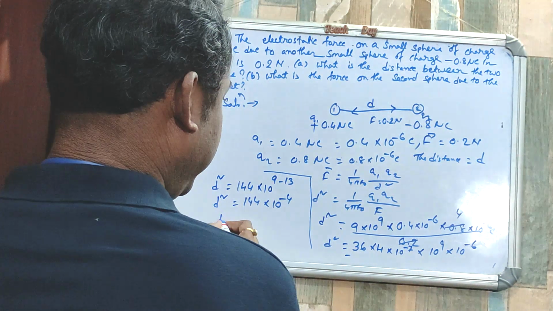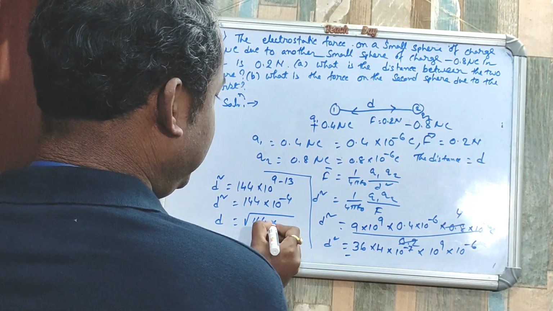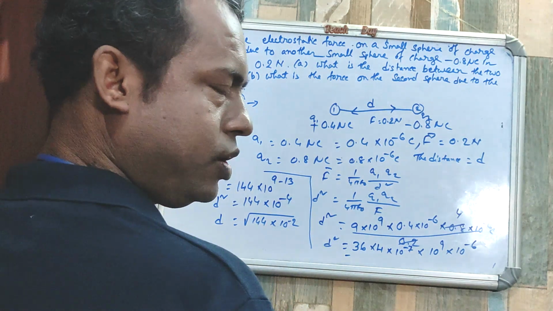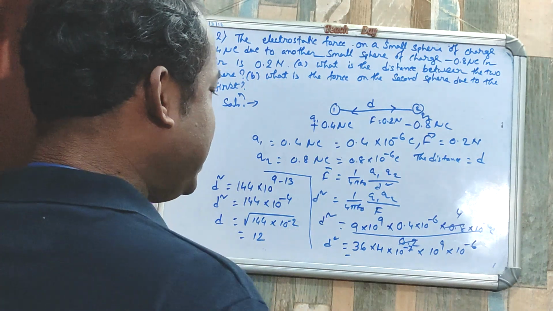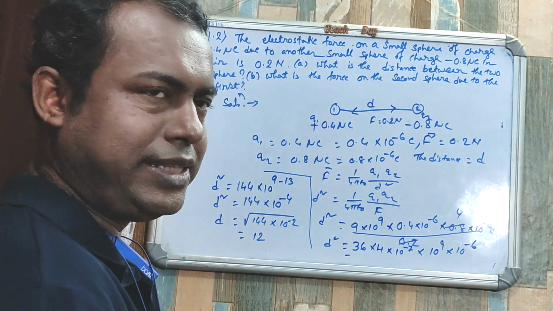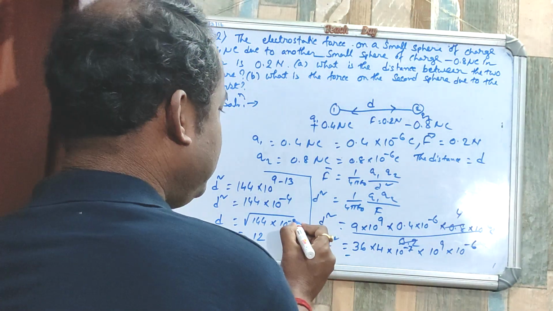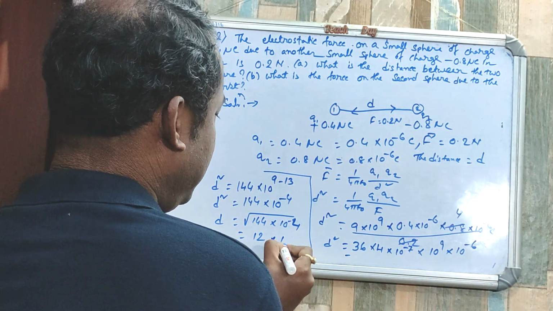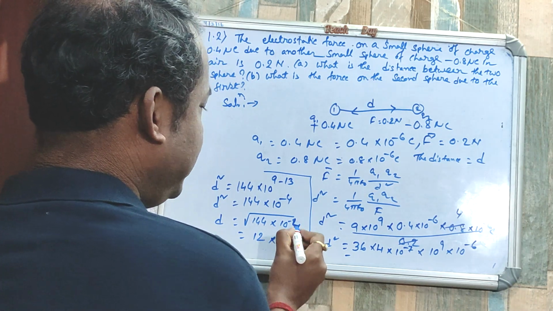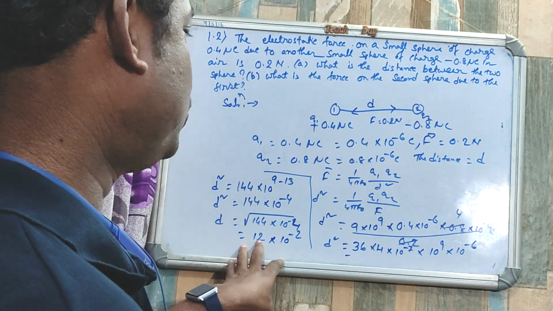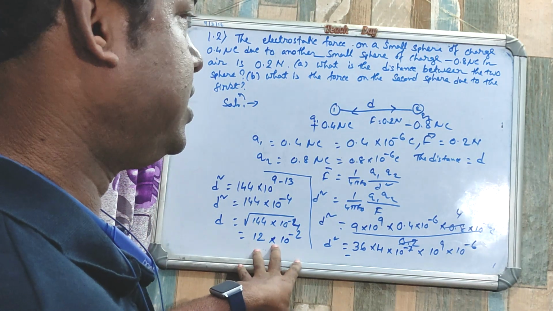So what is the value of d? d equals, obviously, the root of this, that is 144 into 10 to the power minus 4, and the square root of 144 is 12. And due to the square root, 10 to the power minus 4 becomes 10 to the power minus 2. So that is 12 into 10 to the power minus 2. So this is the value of the distance.